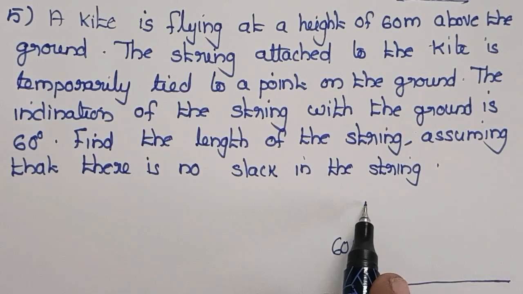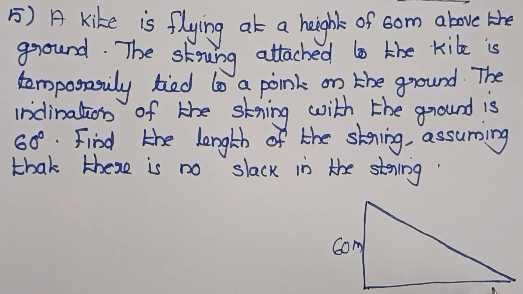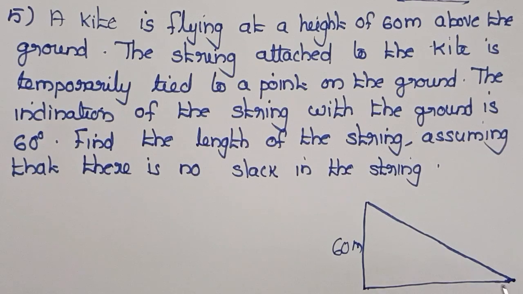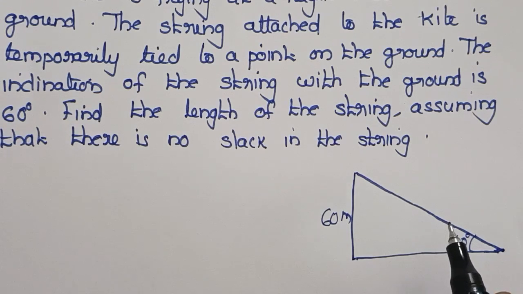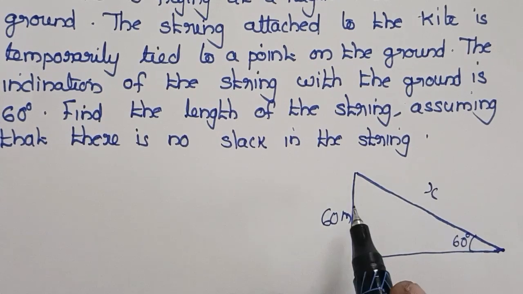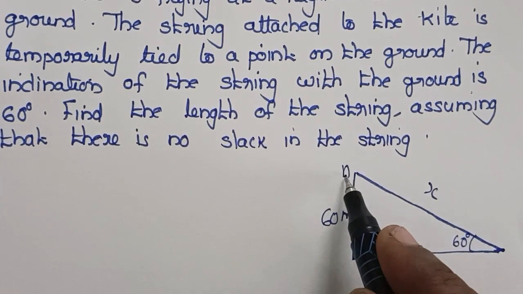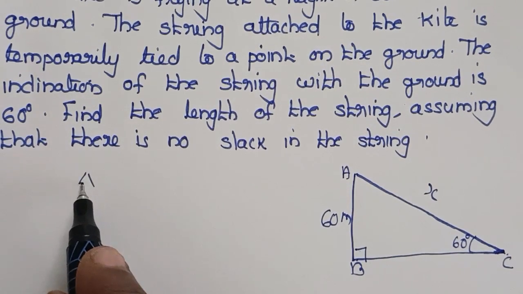It is tied temporarily to a point on the ground, and it makes an angle of 60 degree with the ground. Here the angle of inclination equals 60 degree. The angle between the string and the ground equals 60 degree. We have to find the length of the string, so take it as x. We have to find x. Right triangle, we can name it ABC.